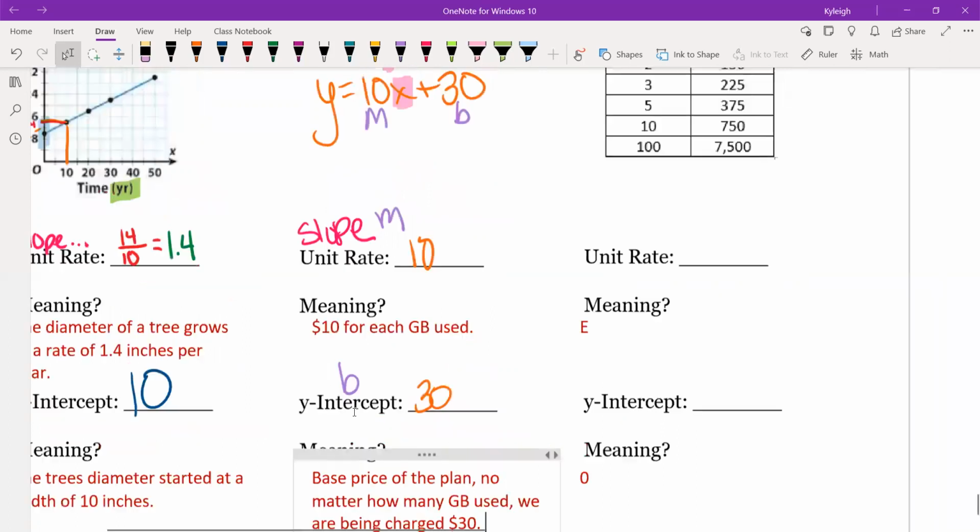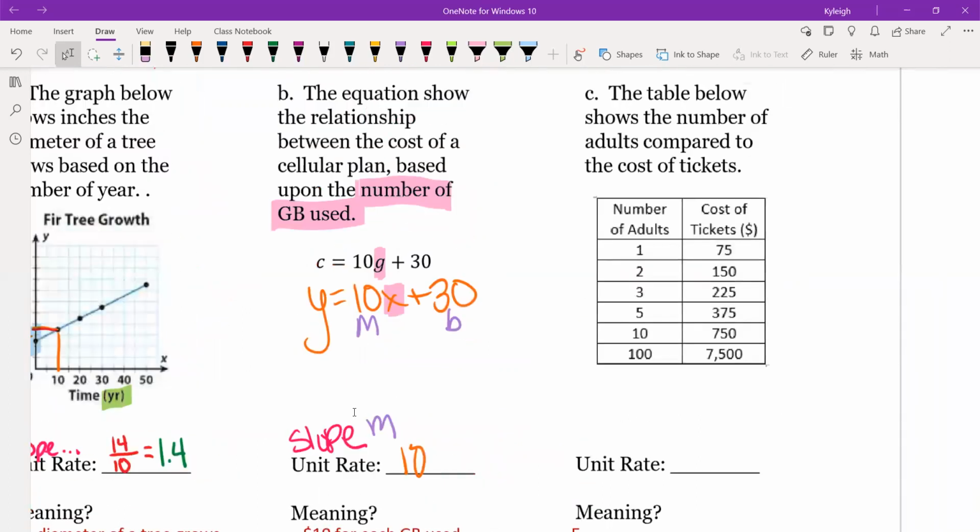All right, I want you to try letter C. So pause and try letter C for me now.